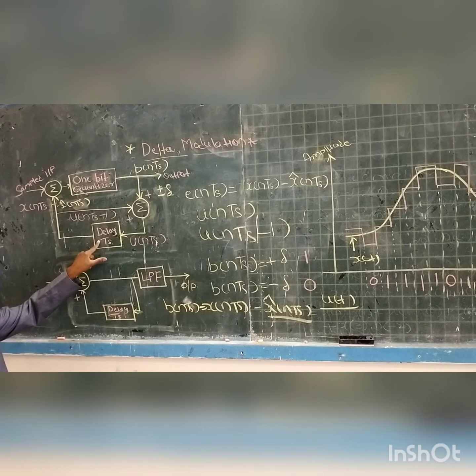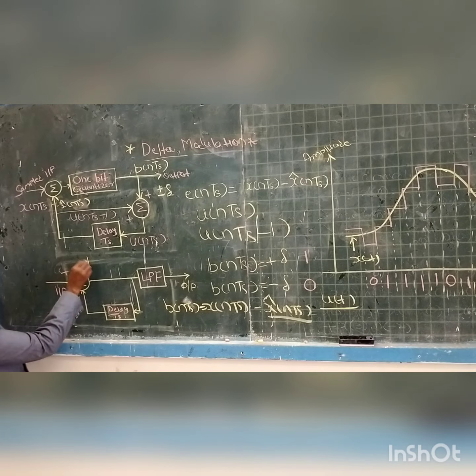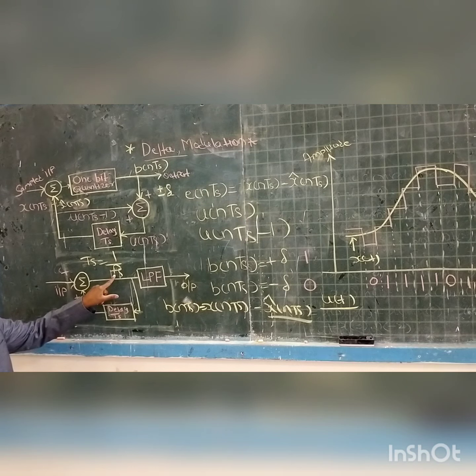What this delay block will do, in order to generate x cap of nTs, is add a certain time delay to each and every sample. Here Ts stands for the sampling interval, which is the reciprocal of the desired sampling frequency.